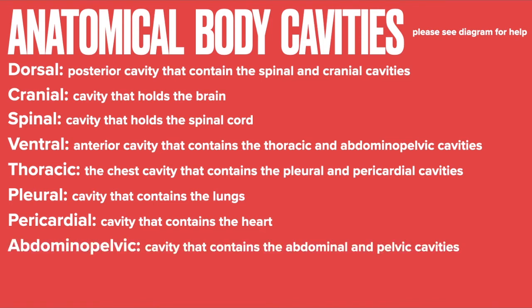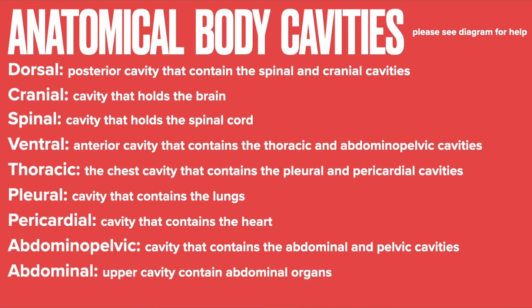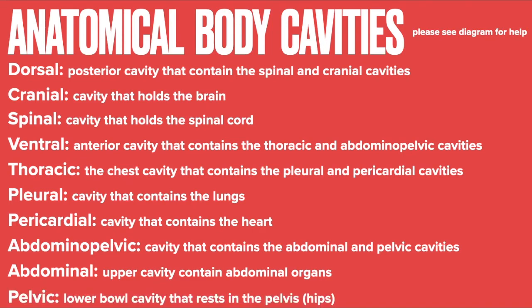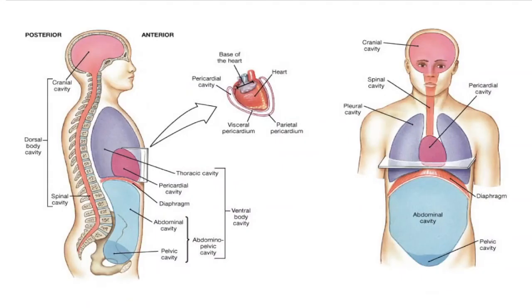The abdominal pelvic is also divided into two cavities. The abdominal cavity, which is going to be your stomach, liver, your upper abdomen, kind of right below your diaphragm. And then you have your pelvic. And you can see in the illustration the dorsal cavity being divided into the cranial spinal cavity. You can see the ventral or anterior cavity being divided into your thoracic, pericardial. You can see the pleural on the right diagram for your lungs. You can see your abdominal pelvic. You can see the abdominal region up there, the pelvic at the bottom.